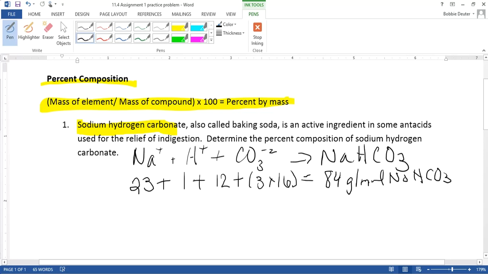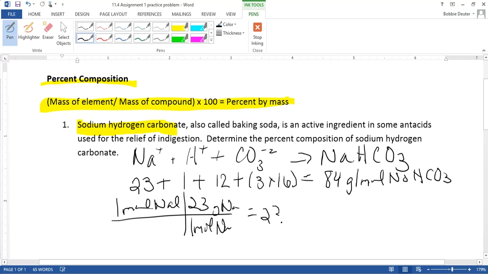Now, if you look in your book, they have you go through and put 1 mole of Na over 1 mole Na over 23 grams of Na. And that would get you 23 grams of Na. And then they have you do that for each one of them. This is just the shortened version of the same thing the book does.